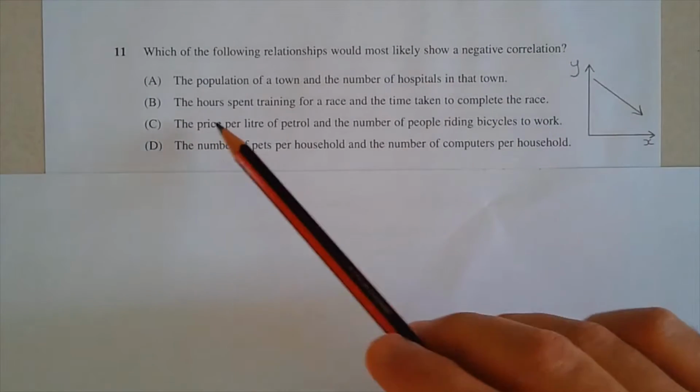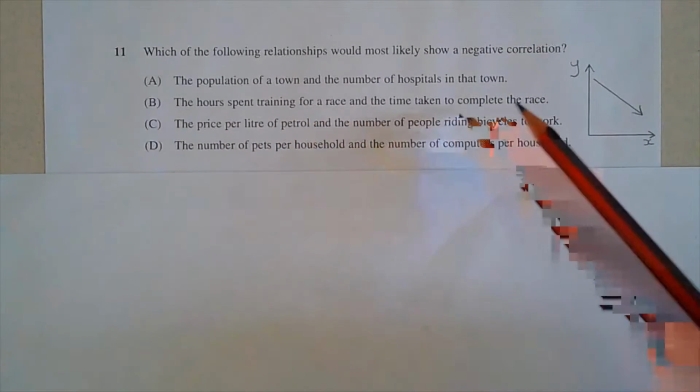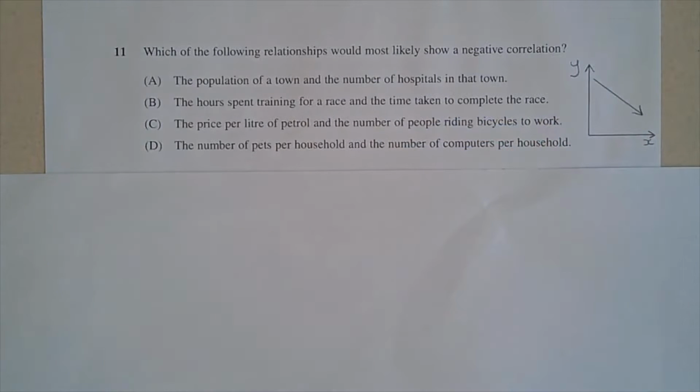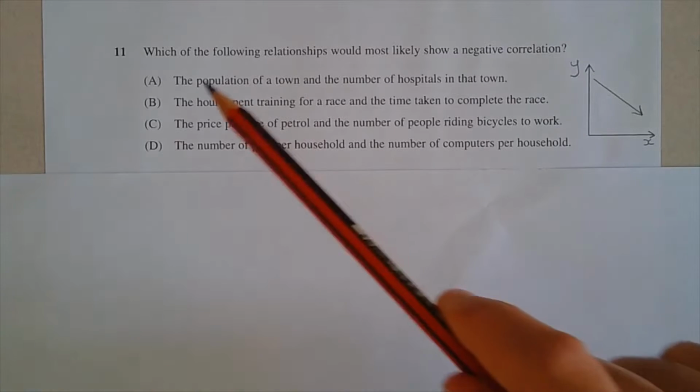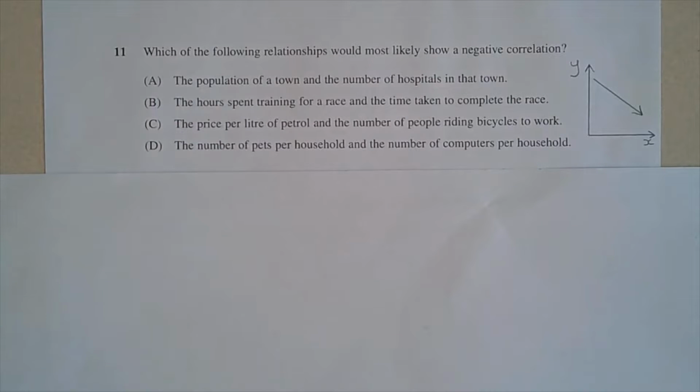Option B, the hours spent training for a race and the time taken to complete the race. Generally speaking, the more one trains, the better their time is going to be, and a better time means a lower time in a race. We're assuming it's a race against the clock or against another group of people. The better time is a lower time. So that could be an answer.